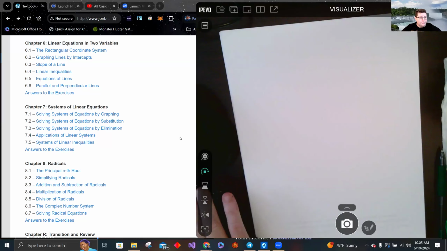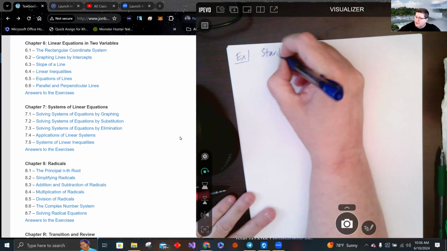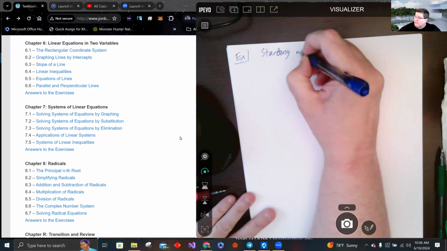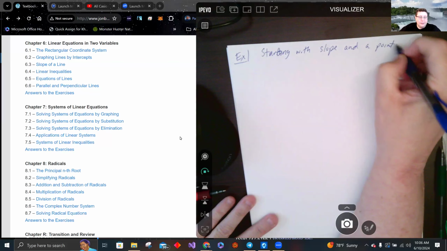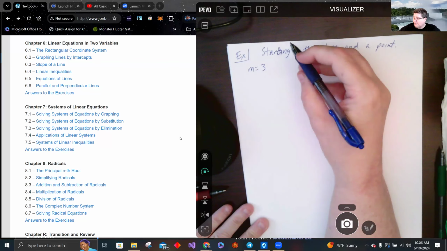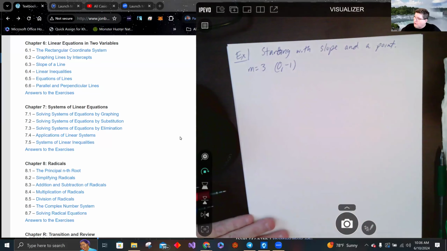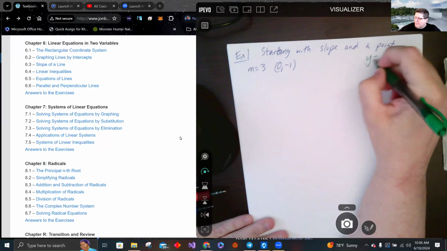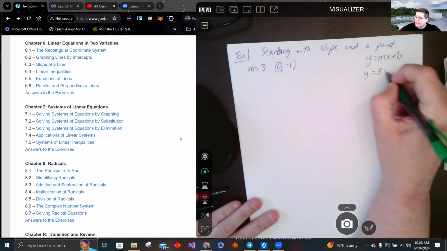I am going to run through a couple small examples where we'll start with the slope and a point. So we're going to shortcut the method a little bit, just because I want you to have practice with the easiest form. So let's say m equals 3. And I've got the point (0, -1). So using the y equals mx plus b method, this is the y-intercept. We could jump straight to it. This is y equals 3x minus 1.